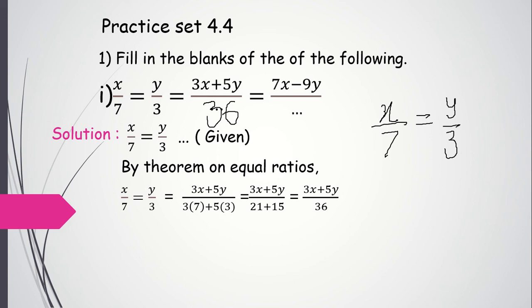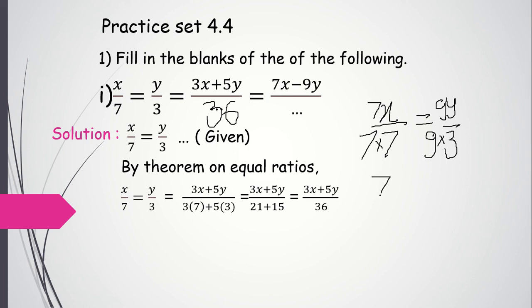Now we will have to multiply this first ratio by 7, and here, since we multiply numerator by 7, denominator will also have to be multiplied by 7. Here we have 9, so multiply y by 9 because we want 9y. Since I multiply numerator by 9, I'll have to multiply denominator also by 9.